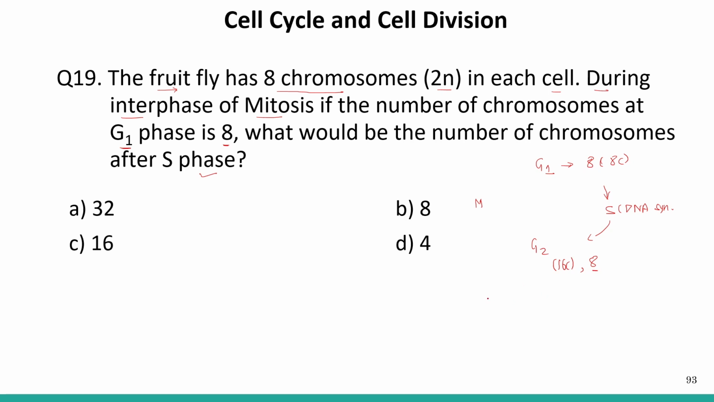Let's take one more example. If the organism is diploid, it contains 2C DNA content at the G1 phase. After the S phase, what happens? There is DNA replication and still the chromosome number will remain the same, but the DNA content will be 4C. So chromosome number remains the same. So the answer should be option B. The chromosome number will remain the same. It will be 8.